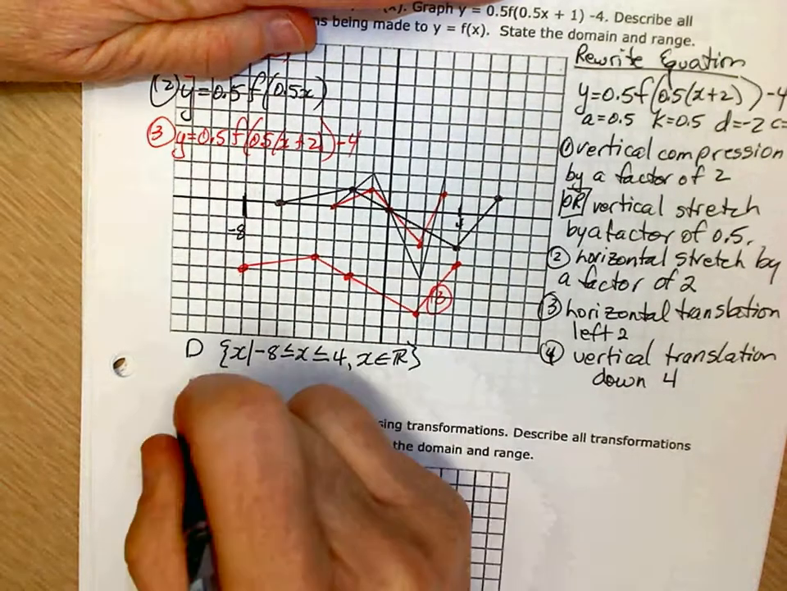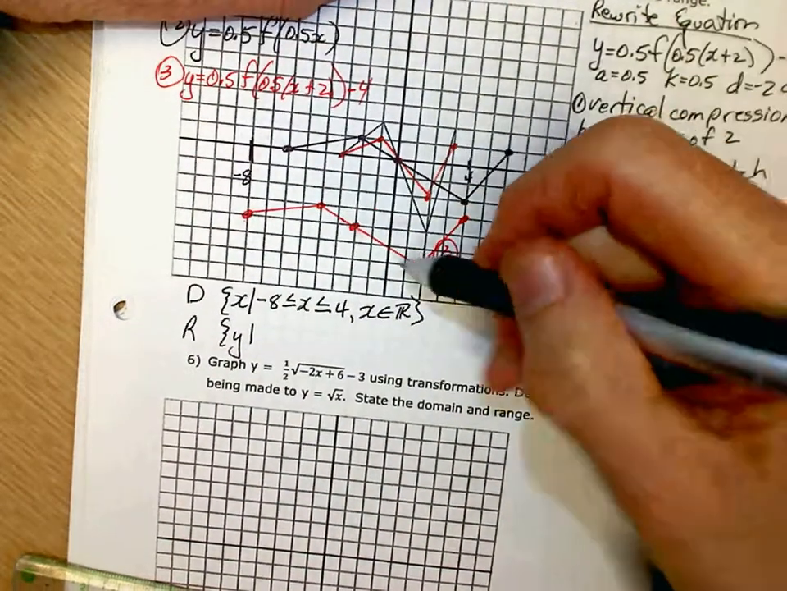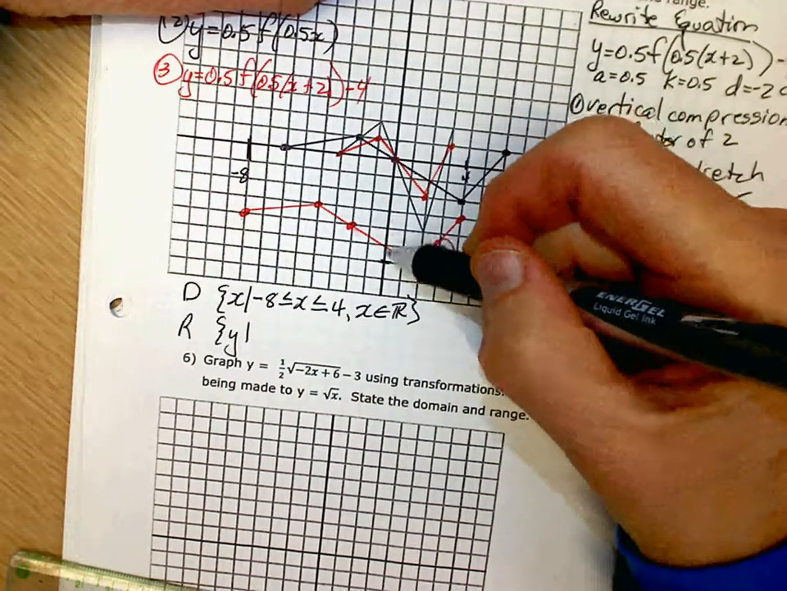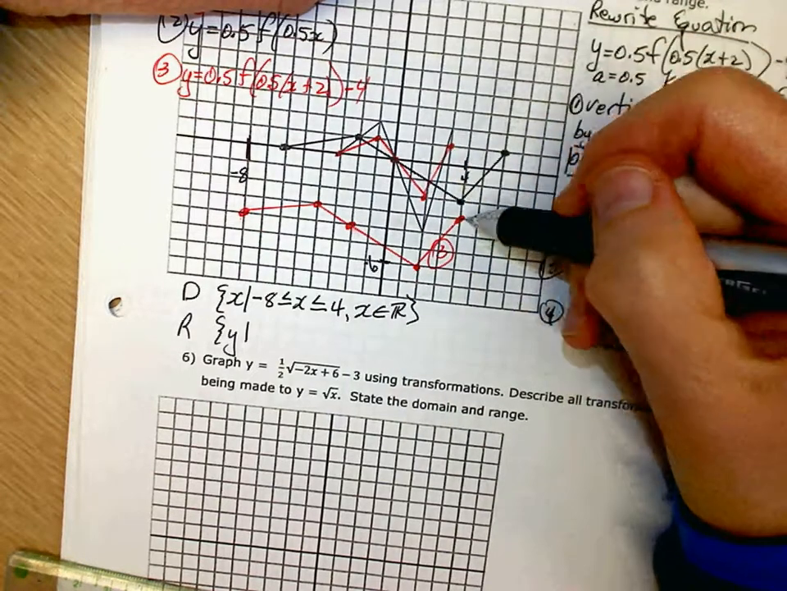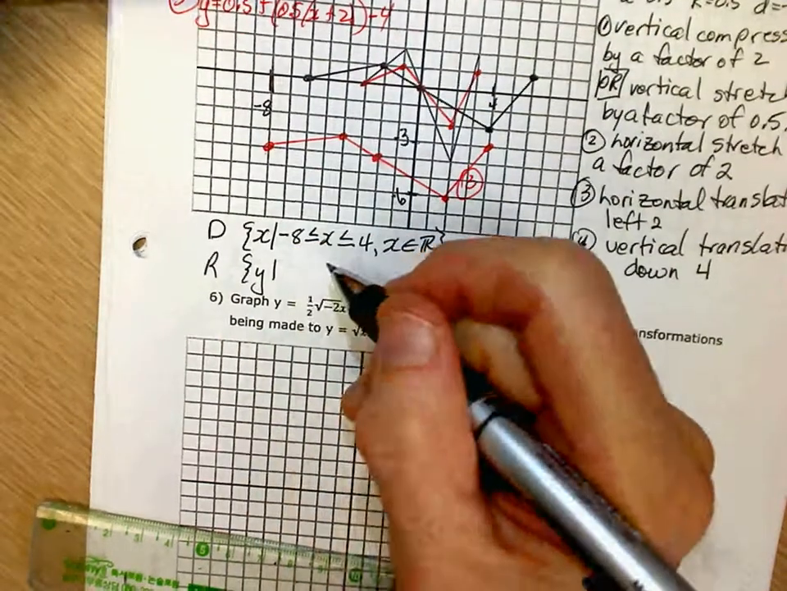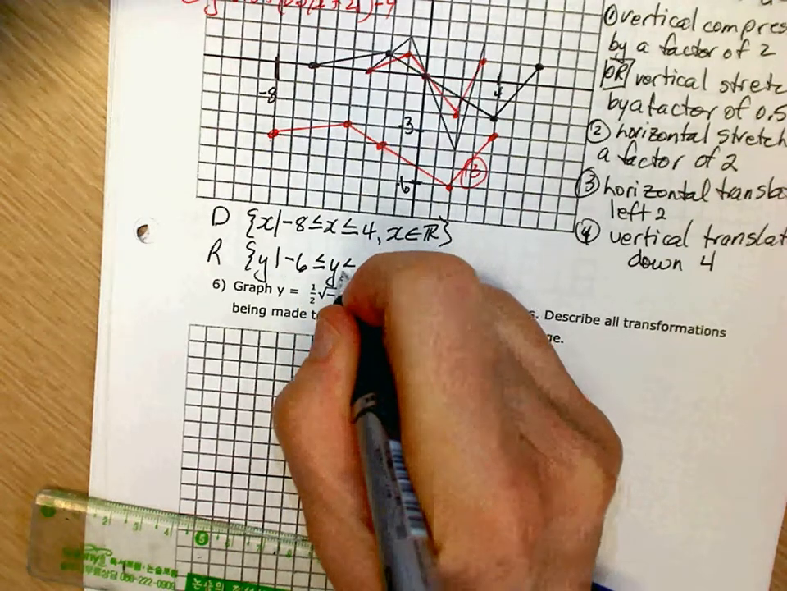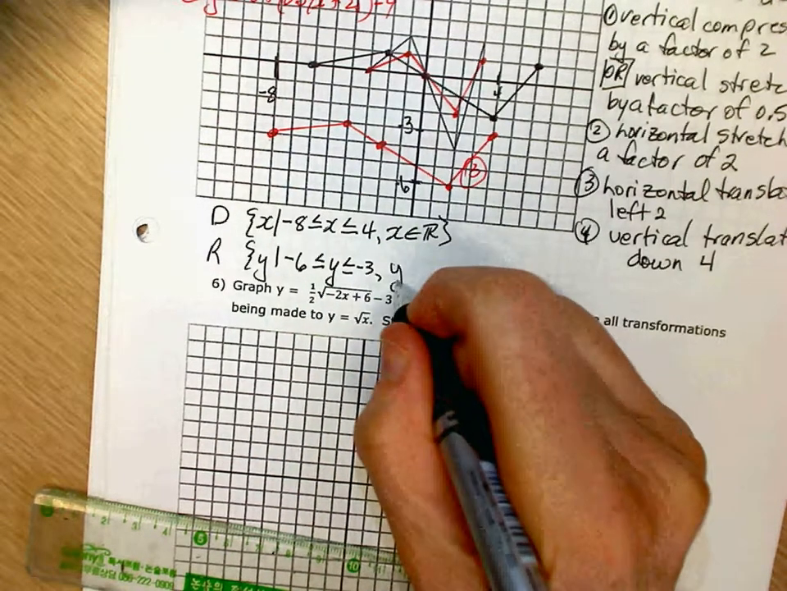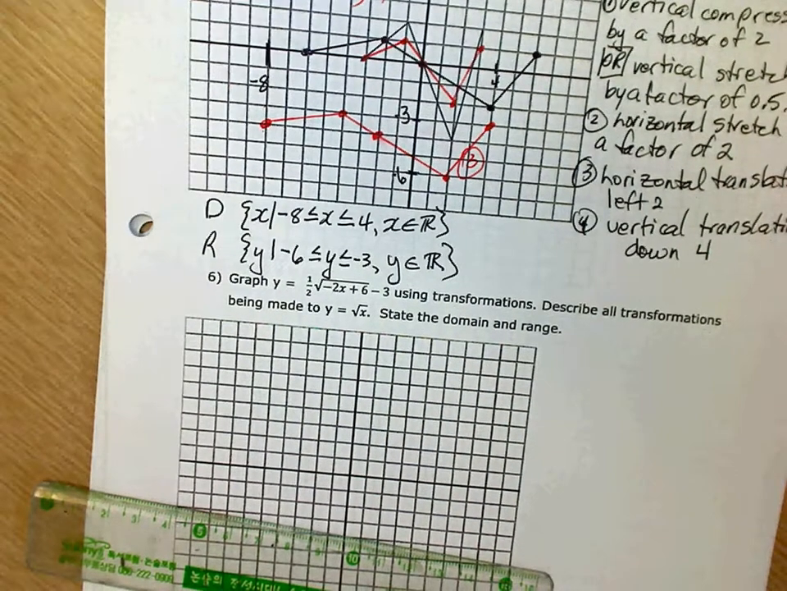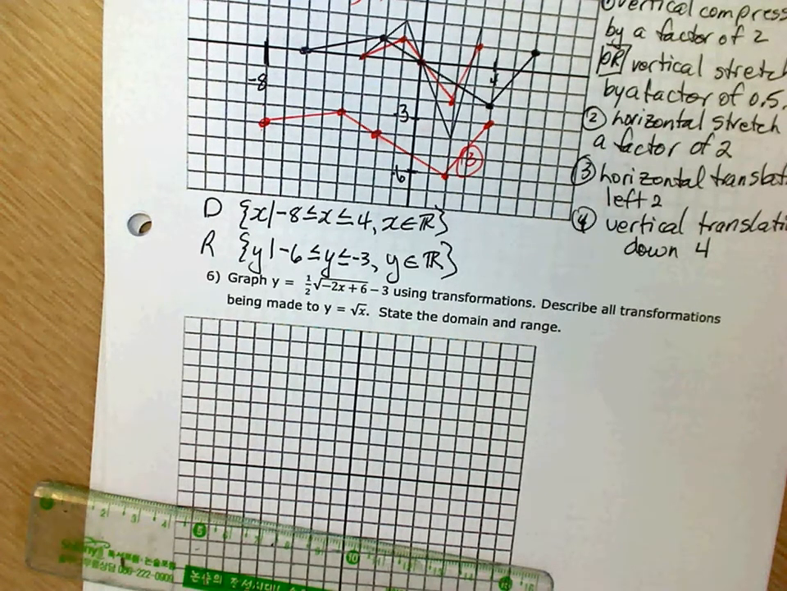Range, y such that, okay, the smallest value y can be, it's there, 1, 2, 3, 4, 5, negative 6. And the largest value y is there, which is negative 3. So negative 6 is less than or equal to y is less than or equal to negative 3. y is an element of real numbers. Michael and then Richard.